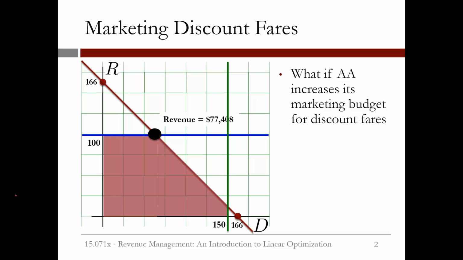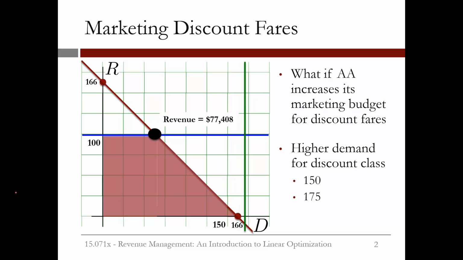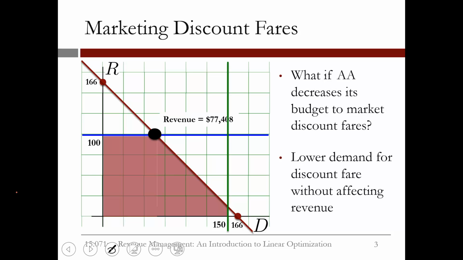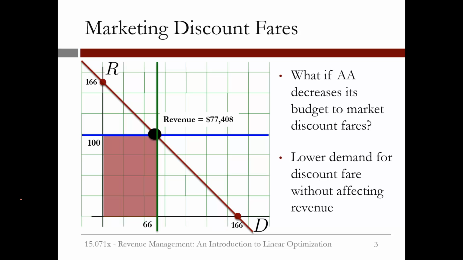This graph shows our current feasible space and optimal solution. What would happen if we increased the marketing for discount fares? The demand for discount fares would increase, but since we're not even meeting the current demand for discount fares with the optimal solution, this doesn't give us any extra revenue. So we shouldn't add any marketing for discount fares. Actually, American Airlines could decrease their budget to market discount fares, and even if the demand decreases, it wouldn't change our revenue. The demand could go all the way down to 66 without affecting our decisions.